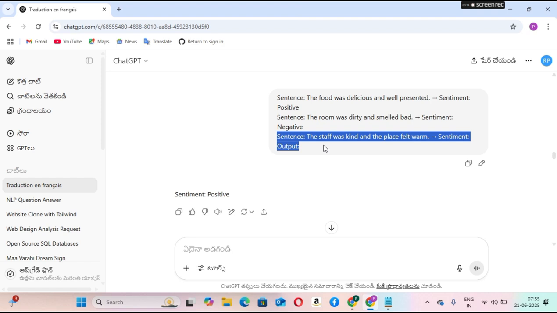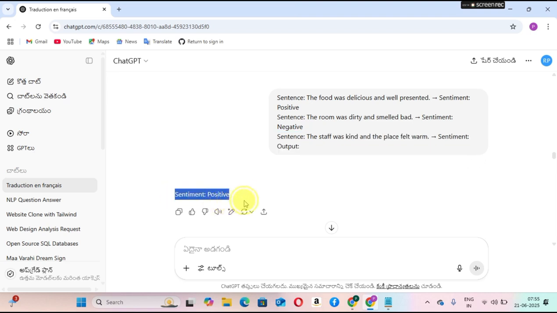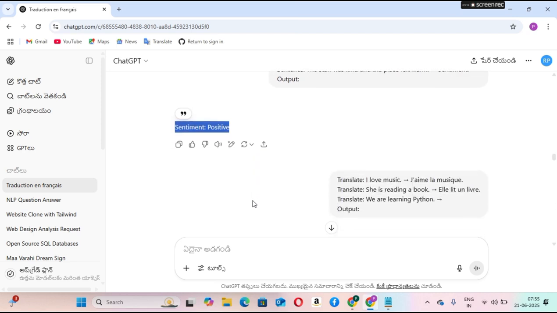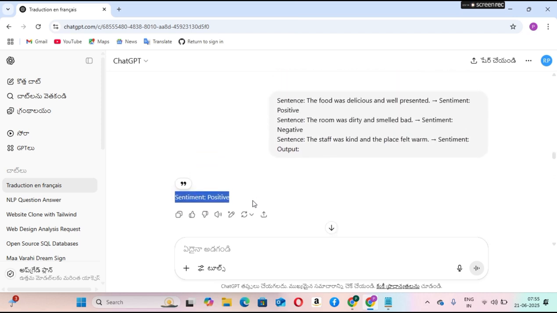Now come to the instruction. So here the sentence was, the staff was kind and the place felt warm. Here we have given just a sentence, and we are expecting the model to give the sentiment for this sentence. So here we have given one output indicator. So when we hit enter, the model gives an output like positive.